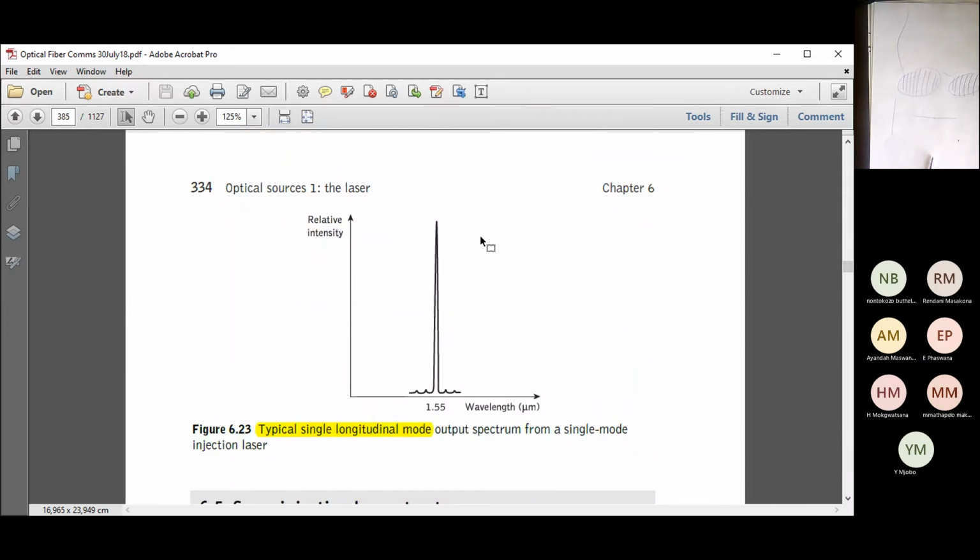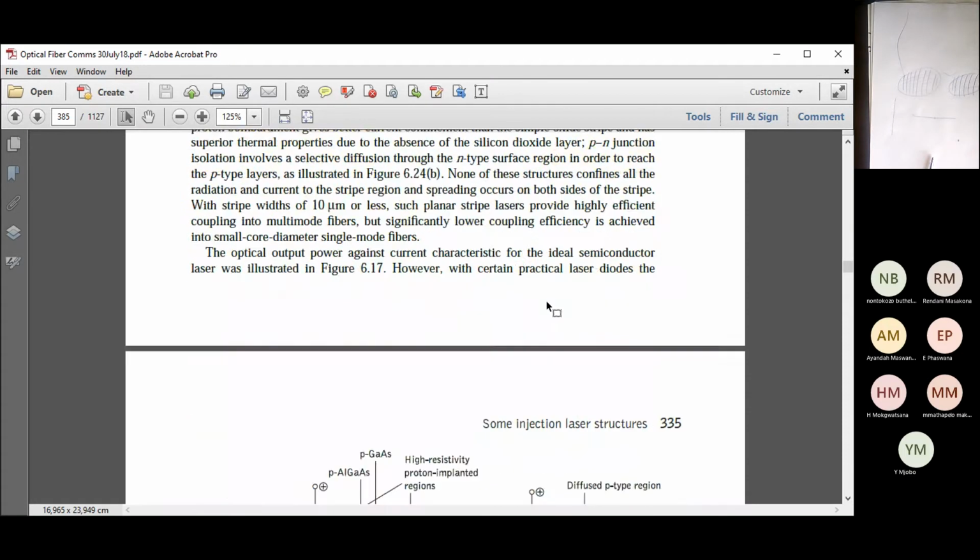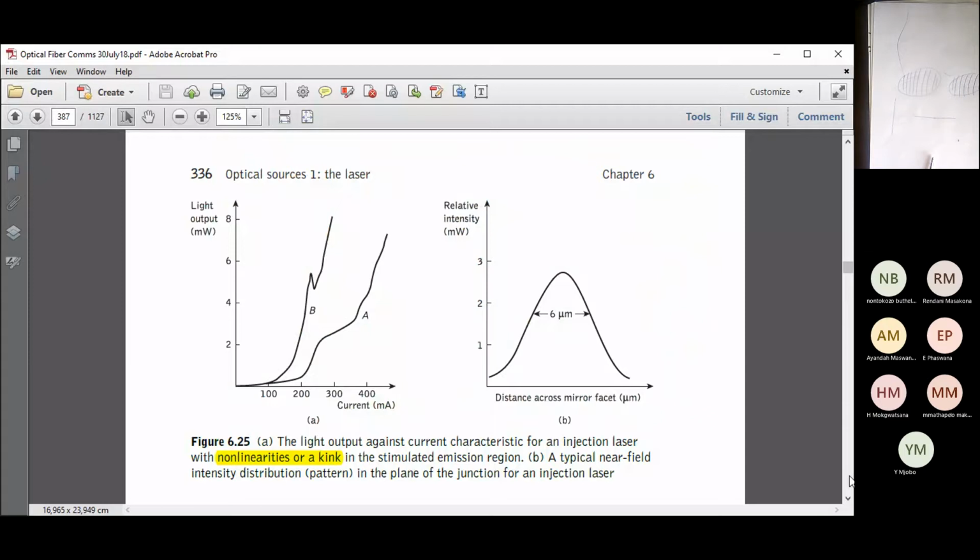The laser, when you look at the FFT, will only have a single mode, a single ray of light, a single color. So one single longitudinal mode comes out of the laser. That's how it looks. Then there are a lot of other lasers which I'm not going into.